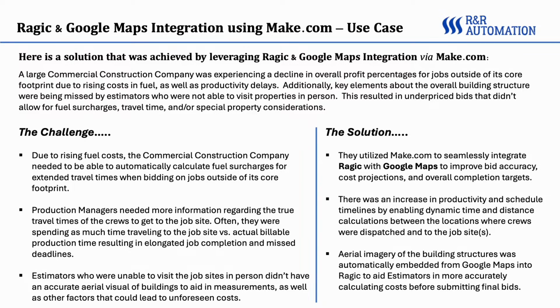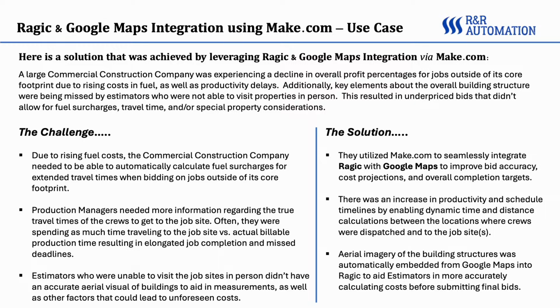Further, production managers needed more information regarding the true travel times of the crews to get to the job site. Often, they were spending as much time or more traveling to and from the job site versus actual billable production time. This resulted in elongated job completion and missed deadlines. Lastly, estimators who were unable to visit the job sites in person didn't have an accurate aerial visual of buildings to aid in measurements as well as other factors that could lead to unforeseen costs.